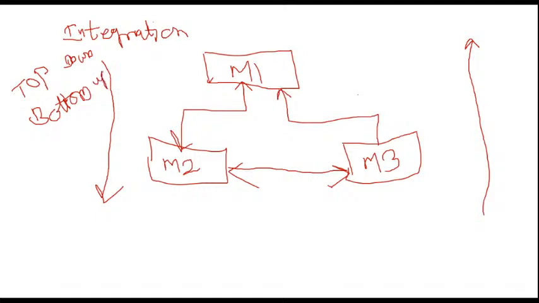In top down, first we will test module 1, after that we will test module 2 and module 3. That is called top down integration testing. In bottom up, first we will go for the bottom level testing and then the top level. And also one more is sandwich testing, which means a combination of top down and bottom up.